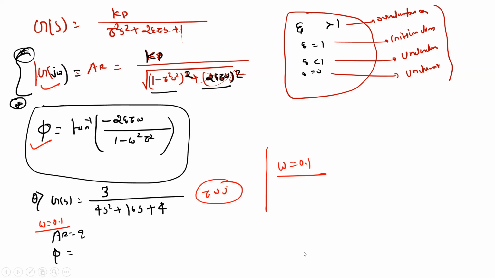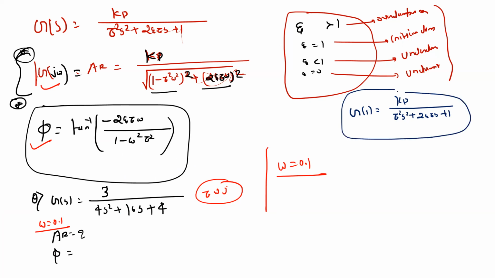How many of you have solved? So let's try to understand how we can solve this kind of problem. If I ask you, what is your second order transfer function? G(s) is equals to what? Kp upon tau square s square plus 2 zeta tau s plus 1. This is your standard second order transfer function. And if any kind of problem is given, you have to convert it into this form.